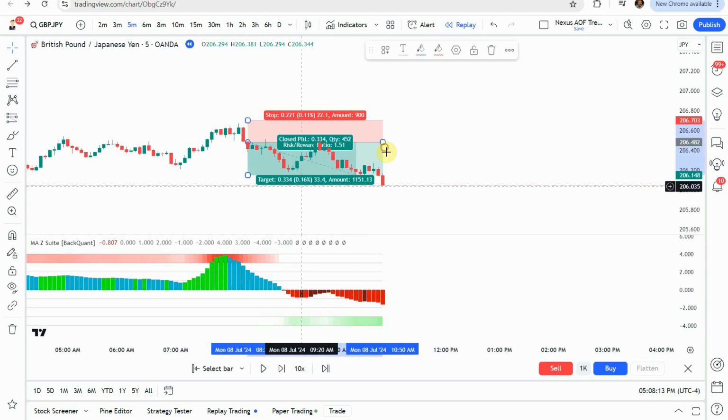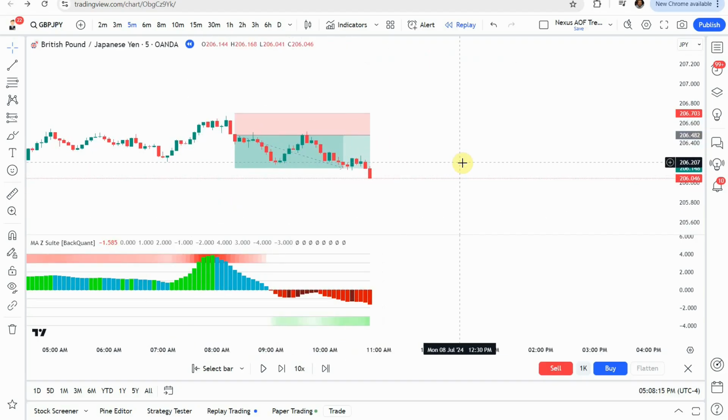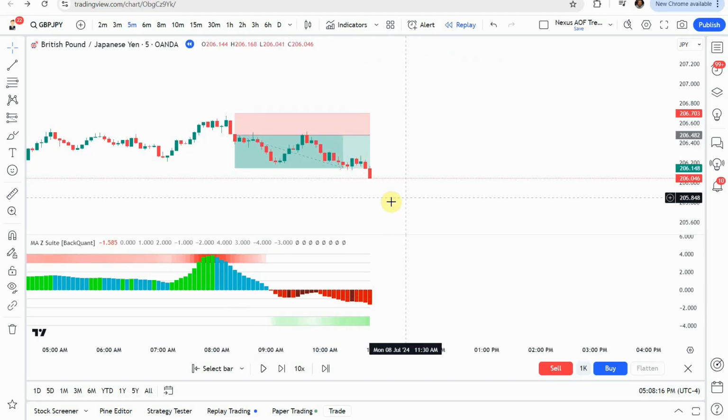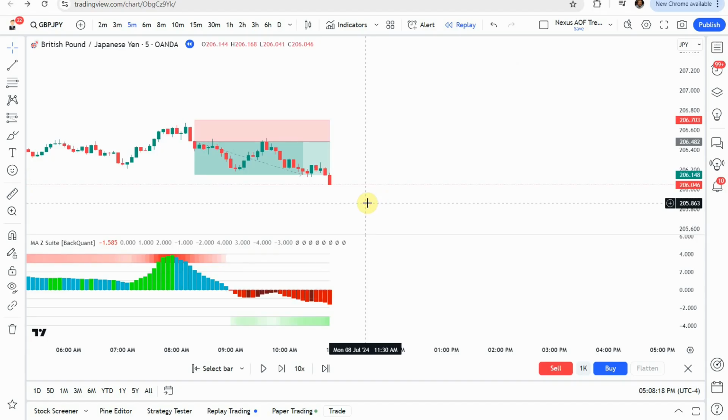Alright, so we just bounce around there for a little bit, and then we make this push to the downside, eventually getting us to our take profit.